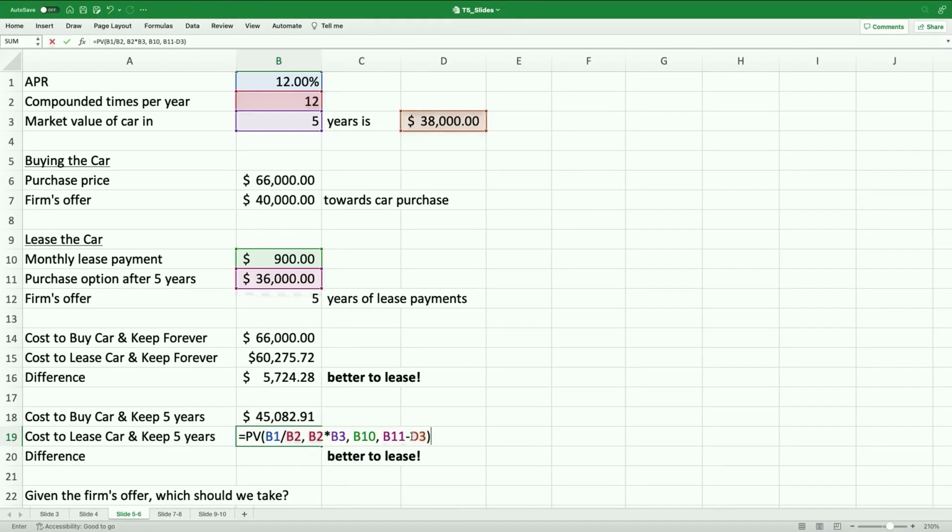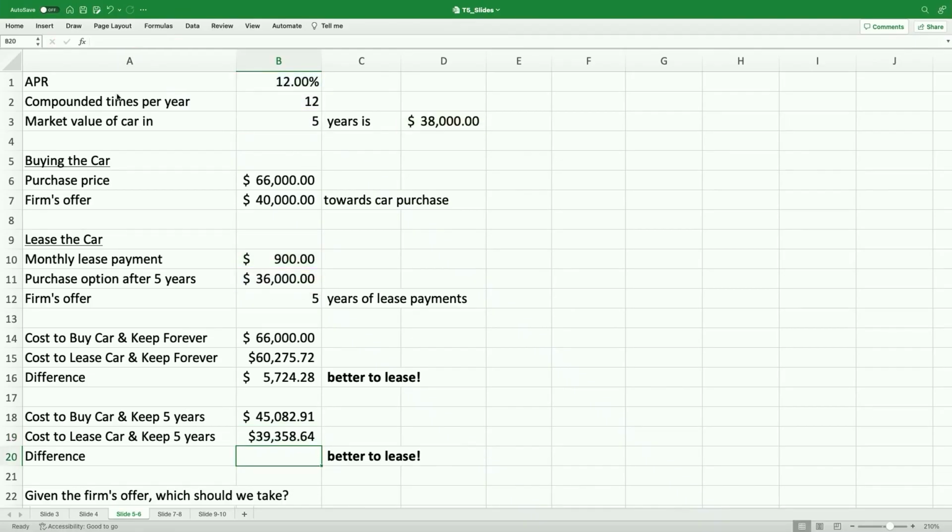Close parentheses. We get $39,358. Again, this is the sign convention. This is the net amount you'd have to pay out. That's why the negative is there. We can flip it to be positive by doing 0 minus.